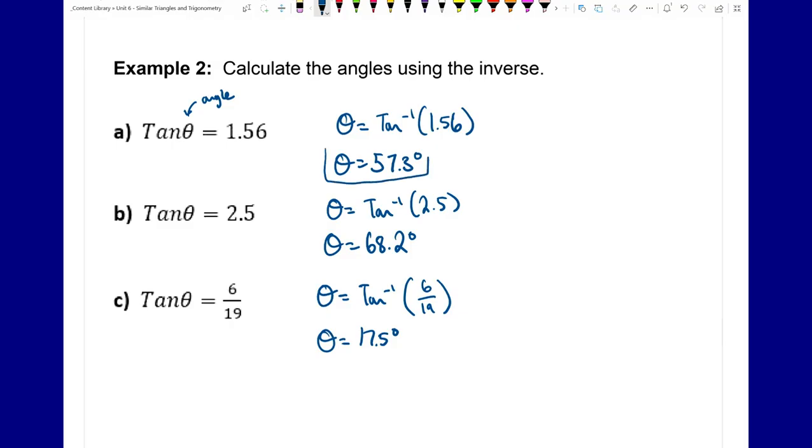So again, this was all just more or less making sure we can use our calculator, and that we're getting the correct numbers so that we know it's in the right form or mode.